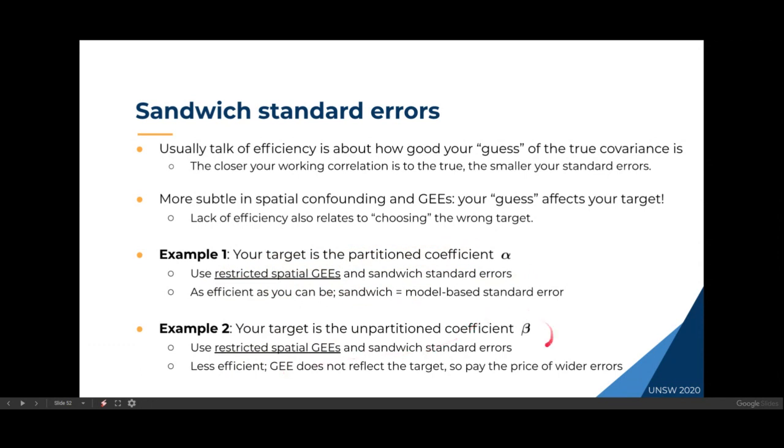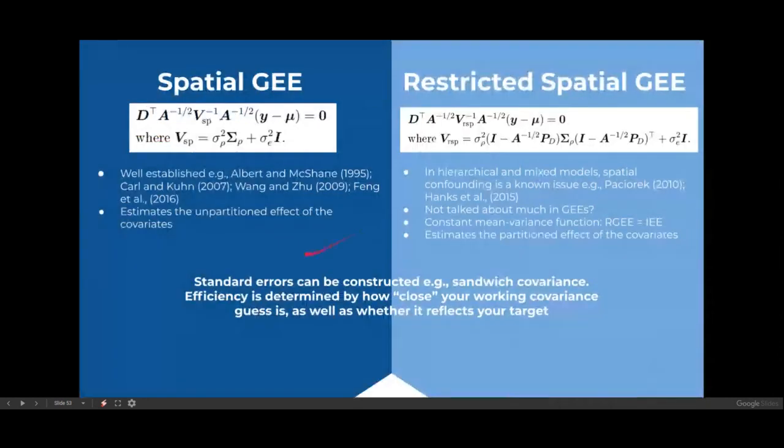That is, you're trying to do inference on beta, but the working covariance in here actually is trying to target alpha. And so in order to try and get valid inference on beta, you have to pay the price of wider standard errors, and so you're less efficient. And so these two examples are just to illustrate that this discussion of efficiency still completely makes sense and is completely true, but the issue is just a little bit more subtle because changing your working covariance changes the target you're trying to estimate.